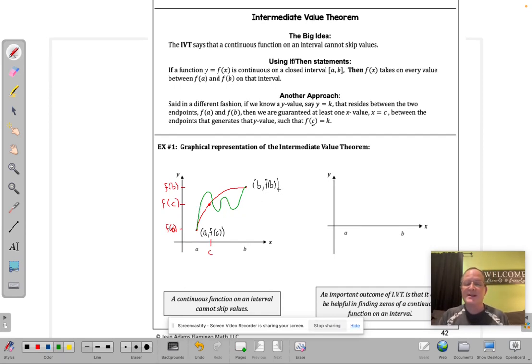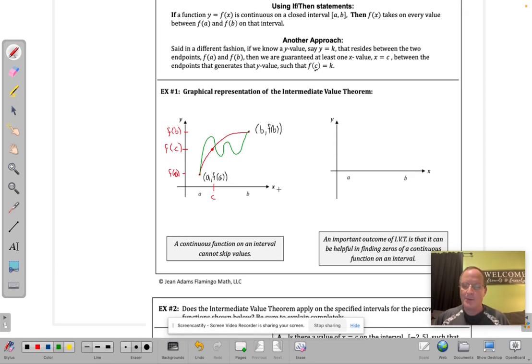Now you can use the exact same thing in dealing with zeros. Say f of a or f of b, it doesn't matter. If one of them is below the x-axis, in other words less than 0, and the other one is greater than 0, makes no difference which one, it could happen in either direction, then we know that in between there's going to be a 0.